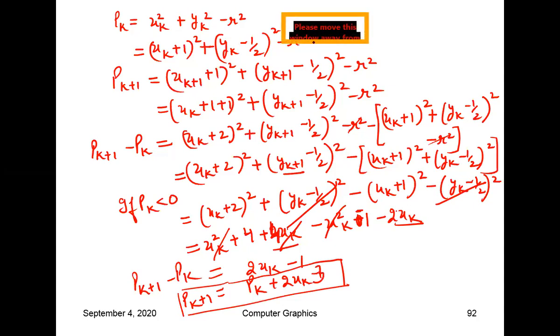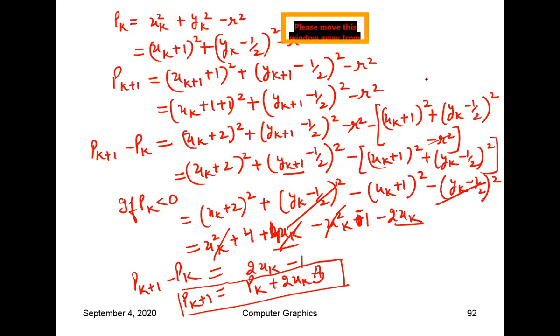Is it fine till now? So this will be plus 3. Okay. Plus 4 minus 1 is plus 3, and plus 4xk minus 2xk will be 2xk. Is it fine?